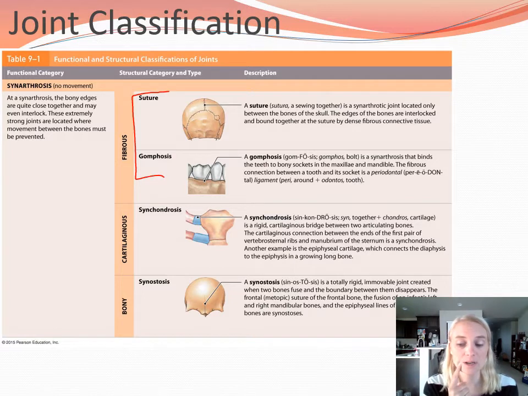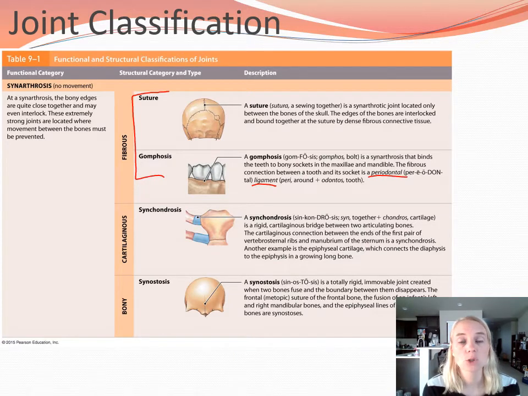The other example that they give here is with your teeth. This is a very special fibrous synarthroses called a gomphosis. It is a fibrous connective tissue between your tooth and the bone of your mandible or maxilla. It is actually called the periodontal ligament. We can kind of see that right here. That is the fibrous connective tissue that's hooking your teeth into your jaw bones. And we want these to be immovable, right? We do not want movable teeth joints. So the synarthrotic articulations between your tooth and your jaw bones are called gomphoses.